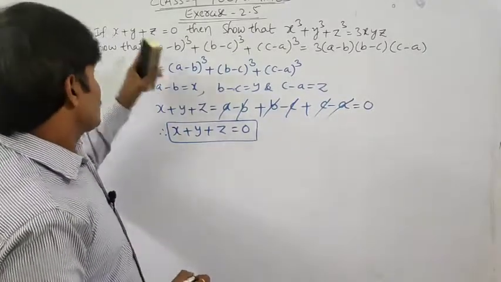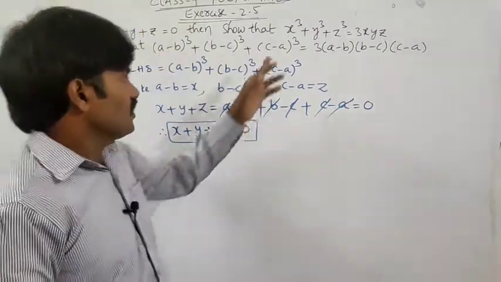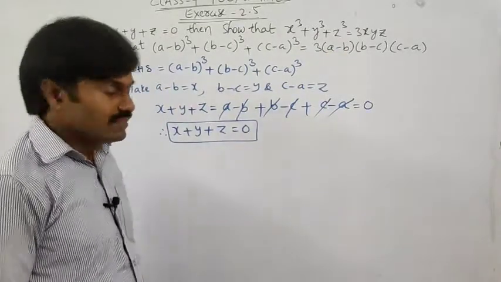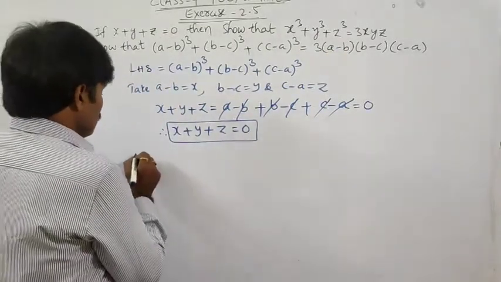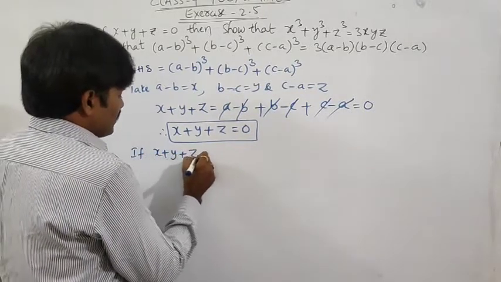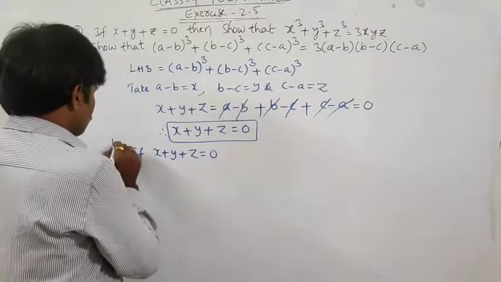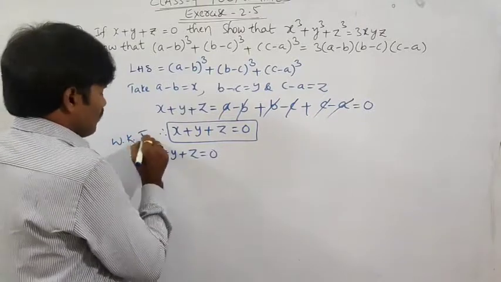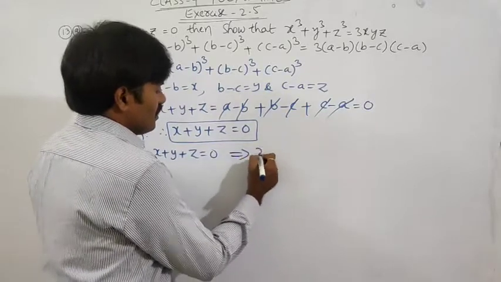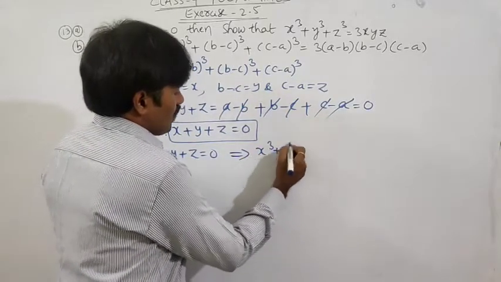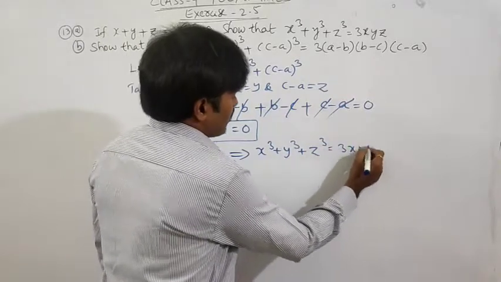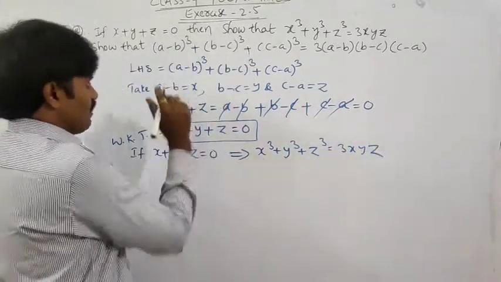We know that if x plus y plus z is equal to 0, then x cube plus y cube plus z cube is equal to 3xyz. Here, what is x? A minus b.